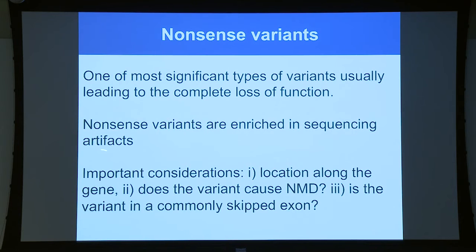And again, what's important is that nonsense variants are enriched in sequencing artifacts. So in whatever project you see, you measure the false discovery rate, it is greater for nonsense or loss of function variants. Why? Well, because there are very few, and the sequencing error rate is the same. So the fraction of errors among your findings is just greater. That's purely a statistical issue.